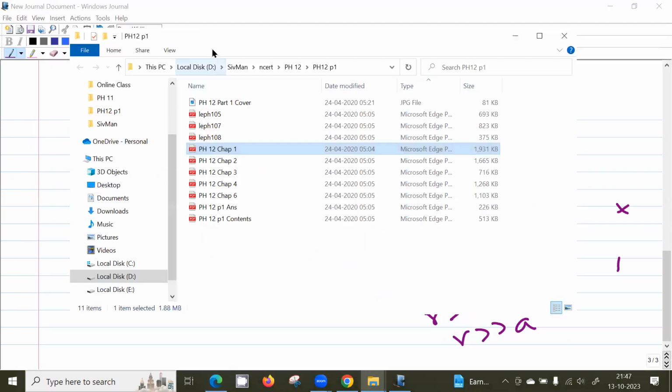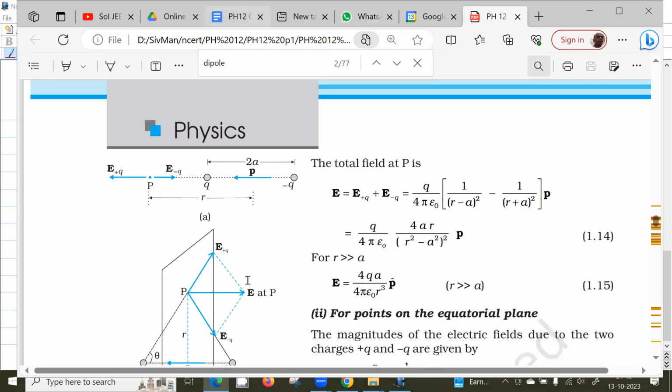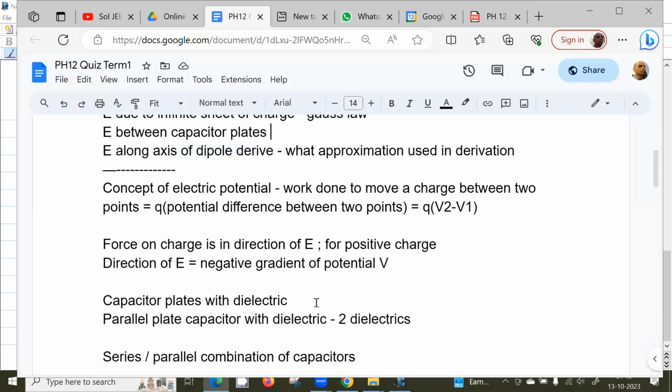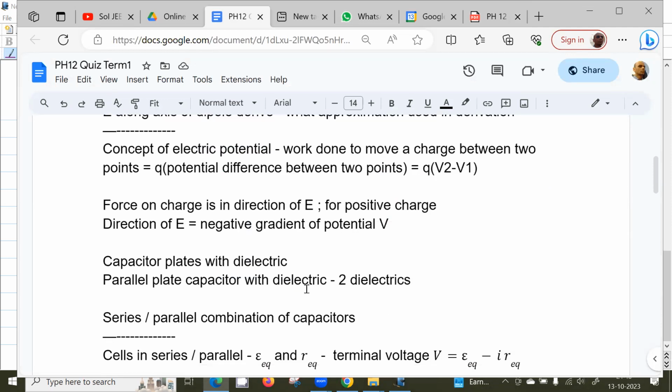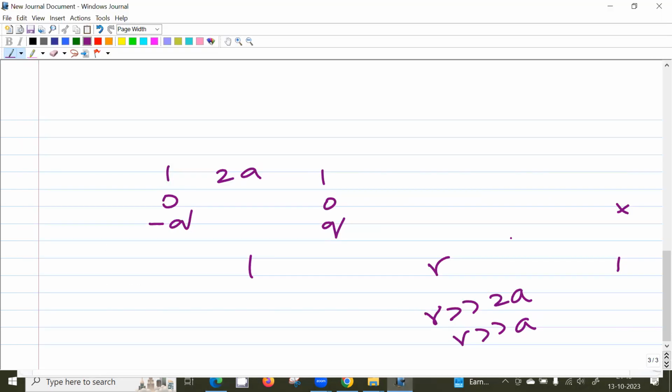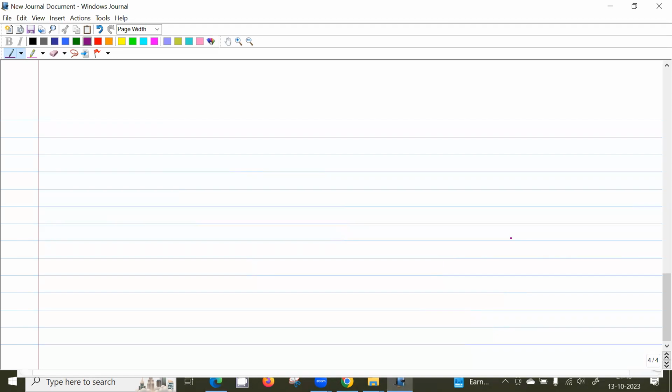So that is finding the electric field on the axis of the dipole. This one I added, and then a parallel plate capacitor with two dielectrics. So here is a parallel plate capacitor like this, and there are two dielectrics here, K1 and K2.